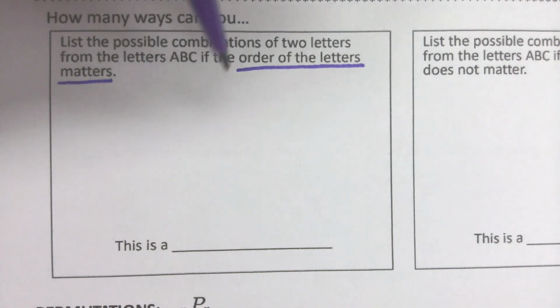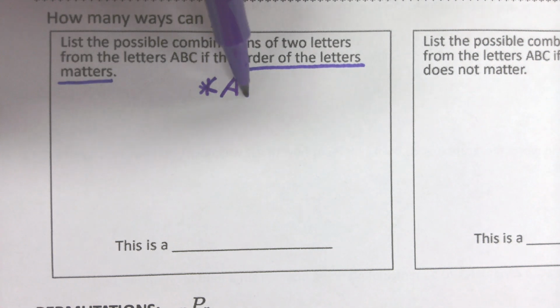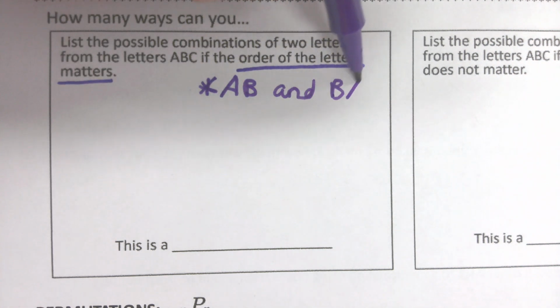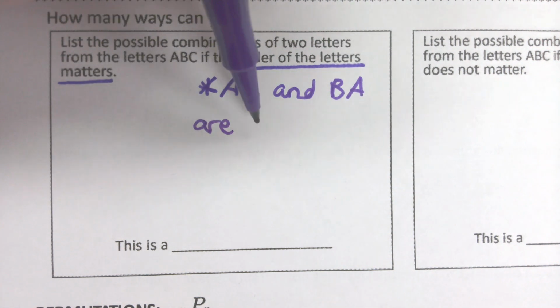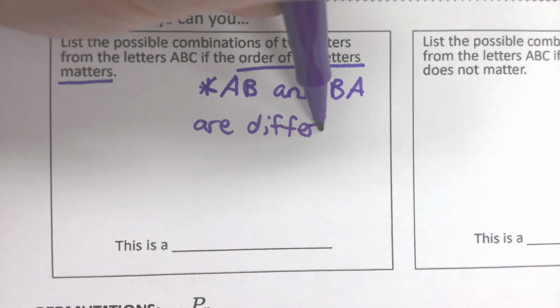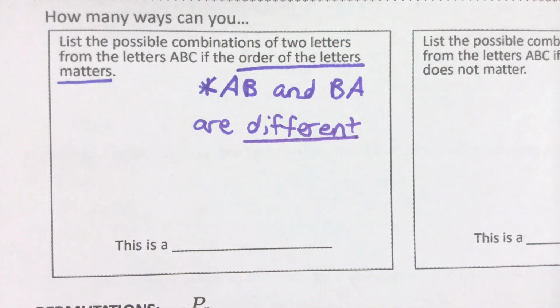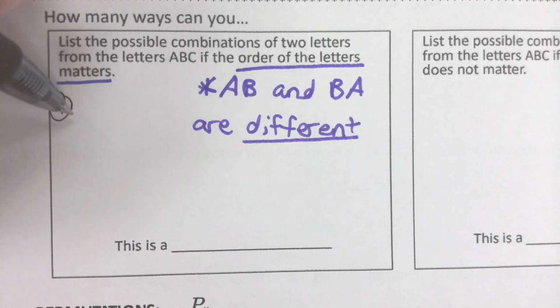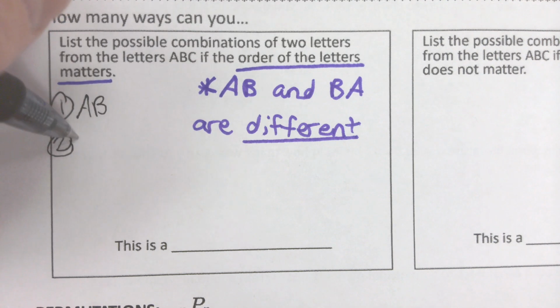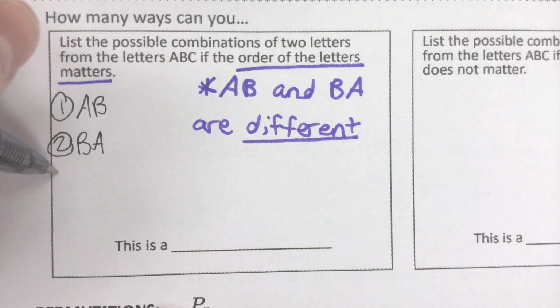And the order matters. Since the order matters, AB and BA, for example, are different. Since I put them in a different order and I care about the order in this problem, I consider those different answers. Just to really take a look at the difference, we're going to find all of the possible options. So we have AB, BA, and I'll tell you there are 6 total.